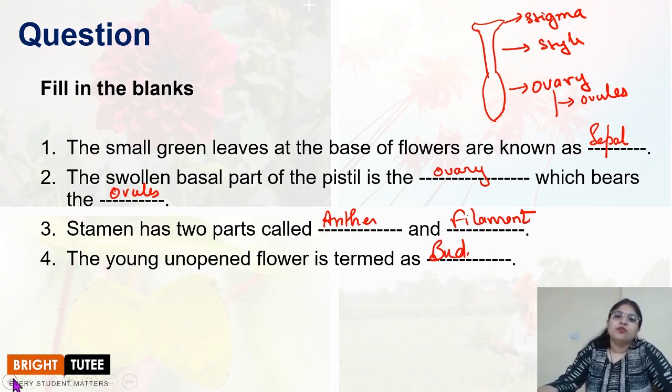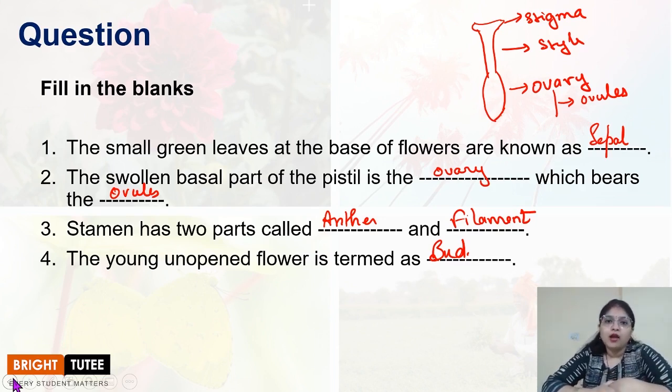So in this way, students, we saw the different parts of a plant. We talked about the roots, the stems, the leaves, and also the flower. I hope with the help of this chapter, you will be able to recognize all these parts and you will be able to understand their importance.